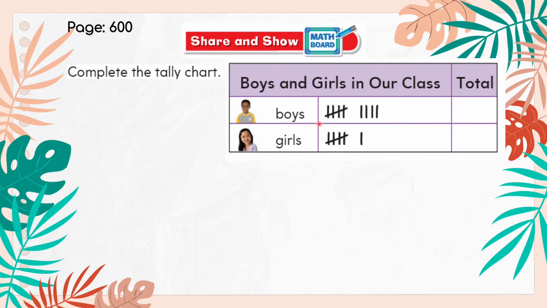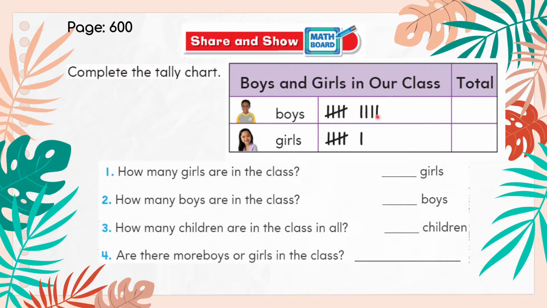All right. So it's 1, 2, 3, 4, 5, 6, 7, 8, 9. So how many boys do we have here? We have 9 boys. That's what I'm going to write here in the total section.